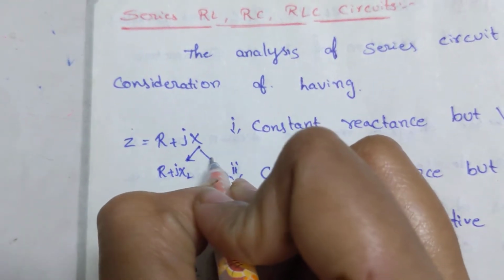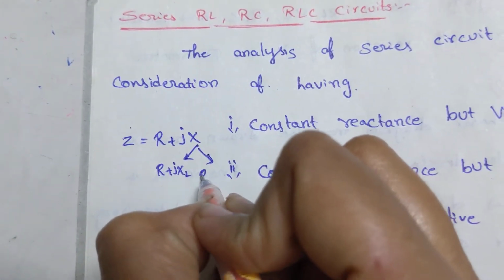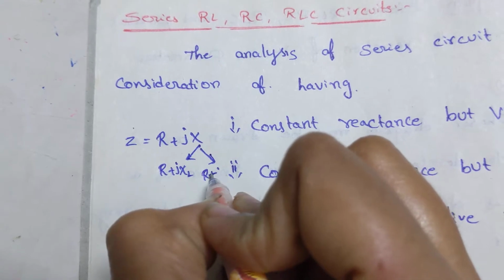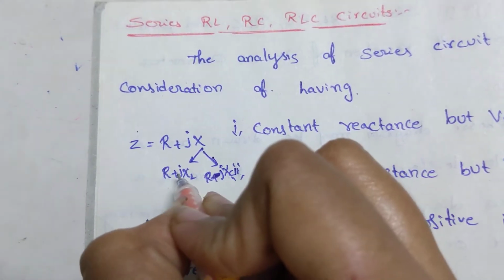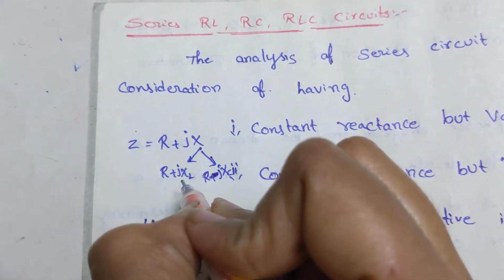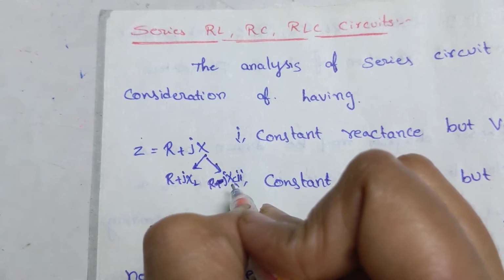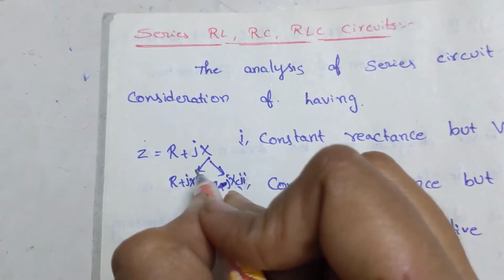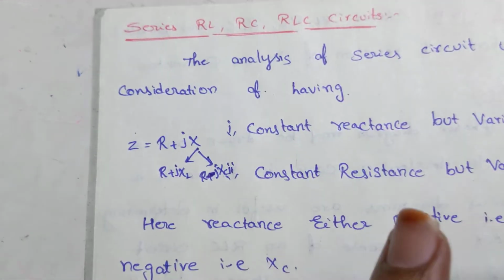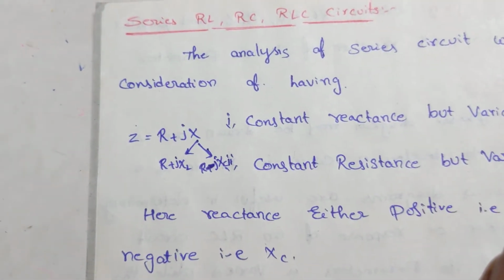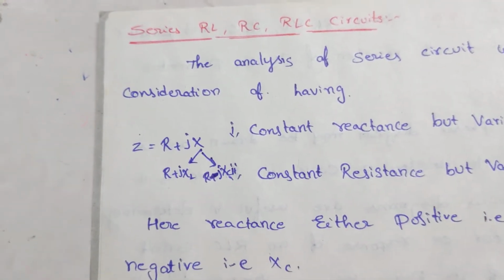If this reactance is a capacitive reactance, I can give it as R minus jXC. If it is an inductive reactance, it is plus jX. If it is a capacitive reactance, it is minus jX. The only variation is that X varies from positive to negative. For the time being, assume X as reactance. Whether it is inductive or capacitive depends upon your circuit.